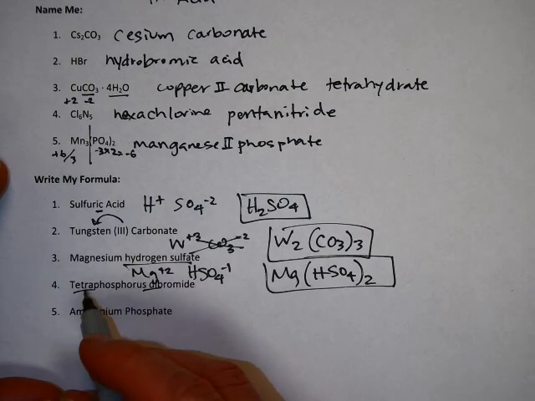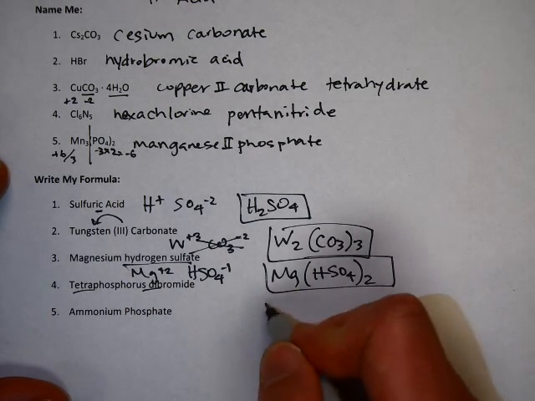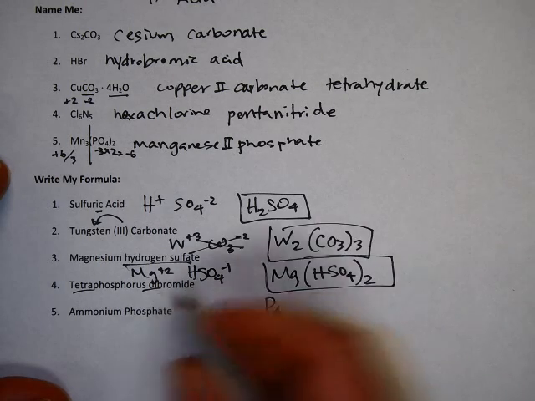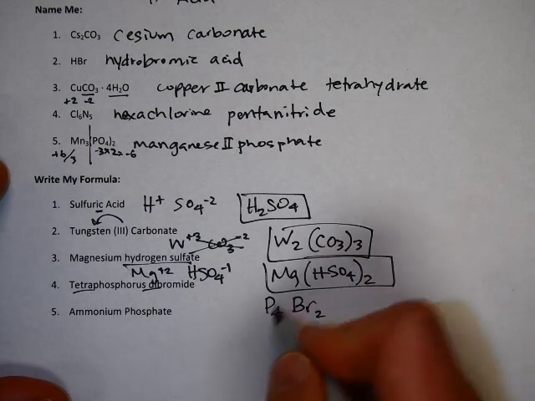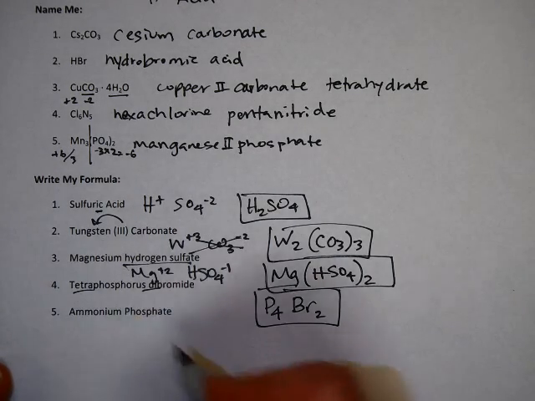Tetraphosphorus dibromide, there's your favorite one, because that one's going to include prefixes and you just do what they say. So tetraphosphorus is 4 phosphoruses. Dibromide is 2 bromines. Okay, don't reduce them, just do exactly as they say, you'll be fine.